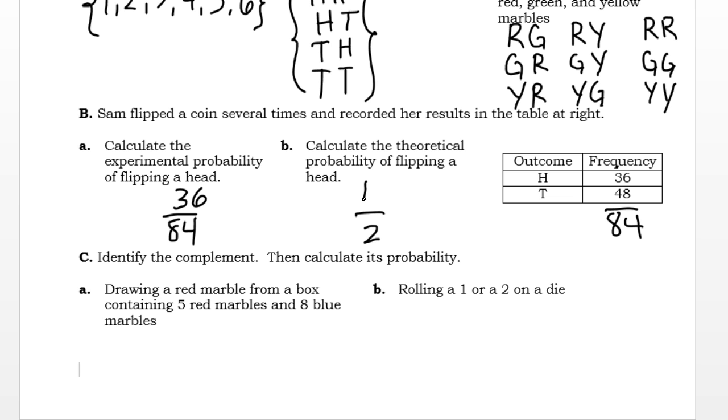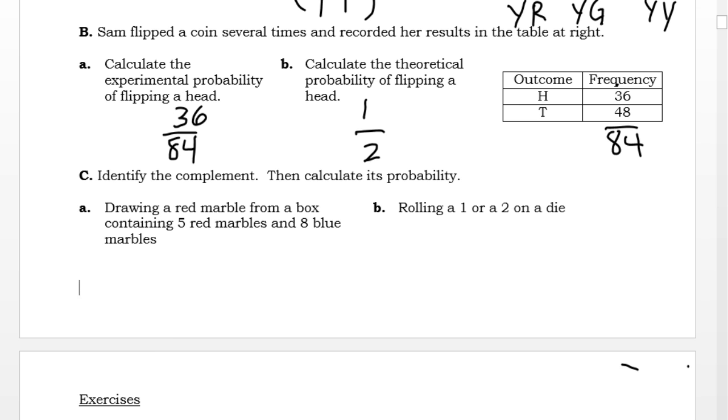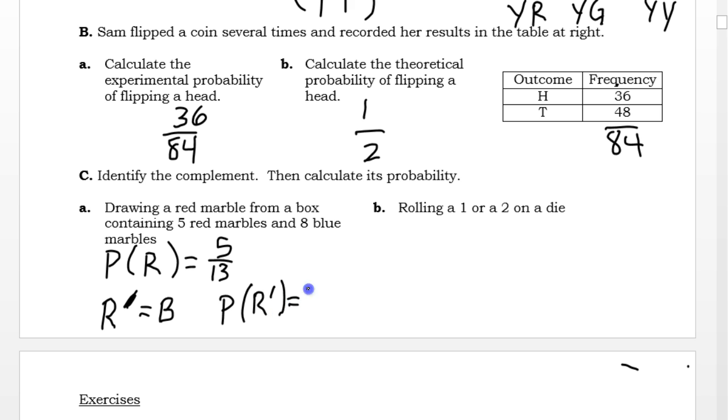Finally, identify the complement, then calculate the probability. First we have drawing a red marble from a box containing 5 red marbles and 8 blue marbles. So 5 red, 8 blue, 13 altogether. The probability of red would be 5 out of 13. The complement to red would be blue, because not getting a red means you got a blue. So the probability of the complement of red is the same as the probability of blue, which in this case would be 8 out of 13.